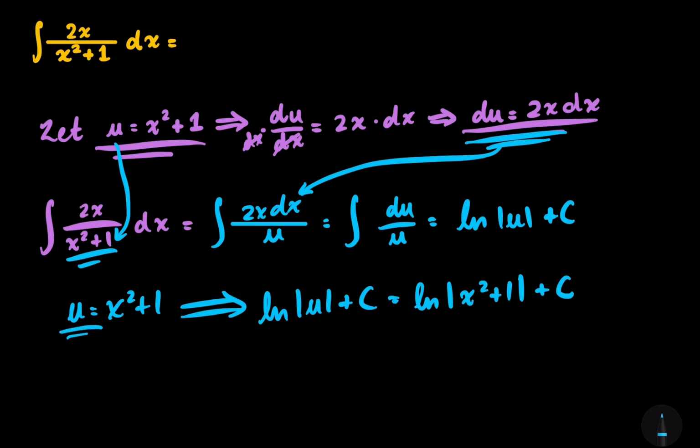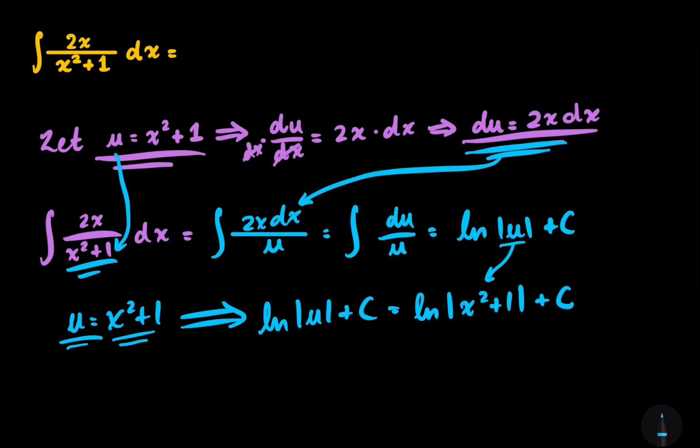u is equal to x squared plus 1, so when we want to unsubstitute, we take the u out, and now we describe u in terms of x to have our final answer, our antiderivative, as a function of x. And since it's x squared plus 1, which is always positive, we don't really need the absolute value. So our final answer over here is the natural log of x squared plus 1 plus c. And you can verify that. You can take the derivative and you'll end up with 2x over x squared plus 1.